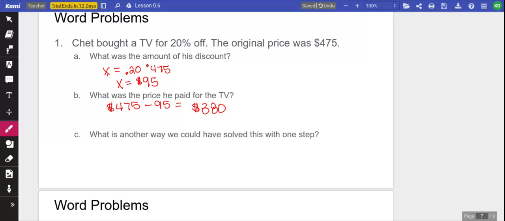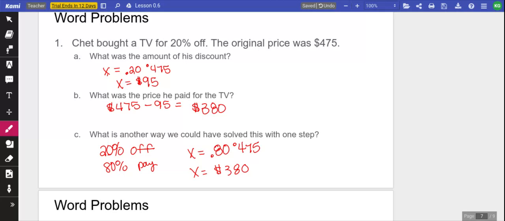Another way we could have solved this was if I have a 20% off coupon, that means that I have to pay 80%. So when I set it up, I could have just said I paid 80% of the original price. And when you take 0.80 times 475, you get the same answer of $380.